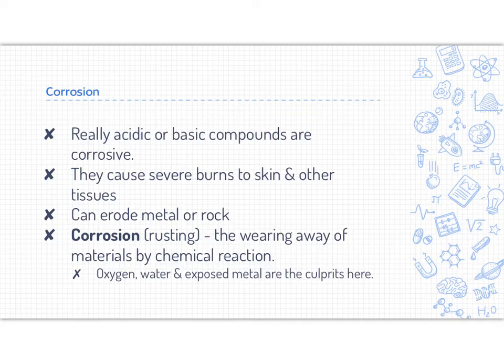Corrosion, or rusting, is the wearing away of materials by chemical reaction. Oxygen and water, where they're exposed to metal, are the culprits here. There are some metals that don't corrode very well, and some that do very well. For instance, iron will corrode, and that's when we get rust. We can have copper corrode, and we'll get this green color. Aluminum can corrode. It doesn't go as quickly as iron.